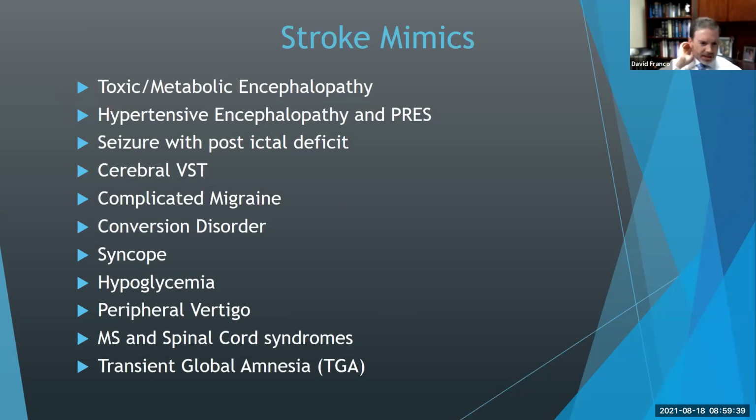So these are kind of just a list of things that can mimic stroke. I think with a little bit of investigation, we can usually sort this out. This is the conversion disorder that I was just talking about. One thing that is relatively common is a complicated migraine.